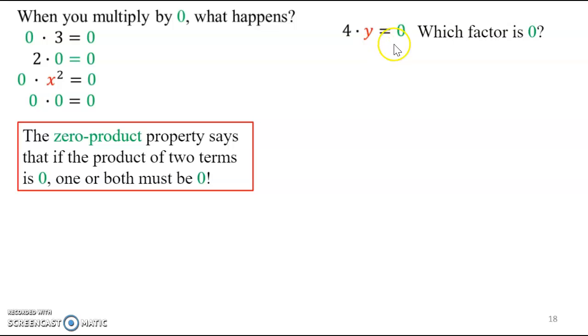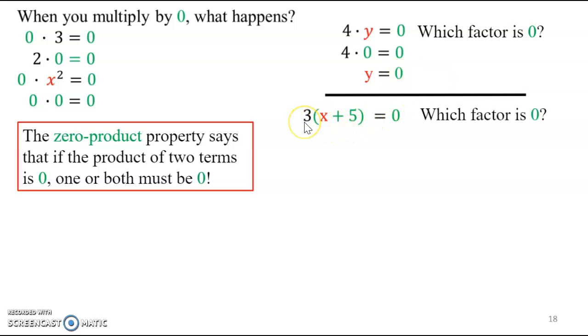So if you have 4 multiplied by y is equal to 0, which factor is 0? Well, 4 is obviously not 0, and since 4 times 0 is 0, that means y has to be 0, right? Because the only way I can get 0 as the final answer is if y has to be equal to 0.